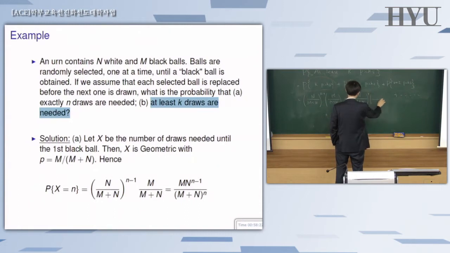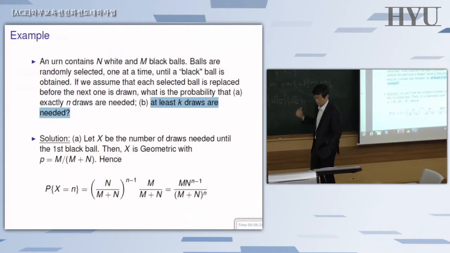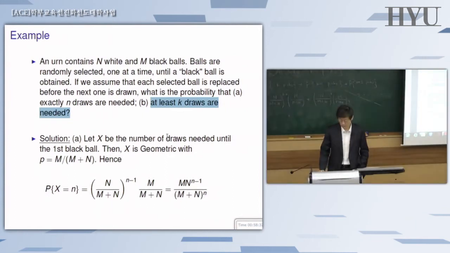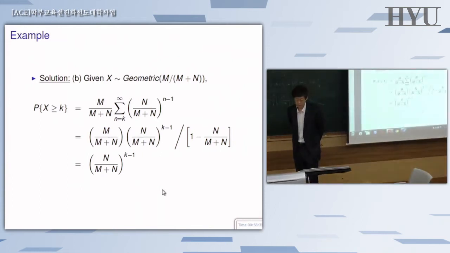And then you finally have the first black. Keep doing it. So it's nothing but the sum of this geometric series. If you do it correctly, you get this. So x, given that x is geometric, has a success probability of big M over big M plus big N.